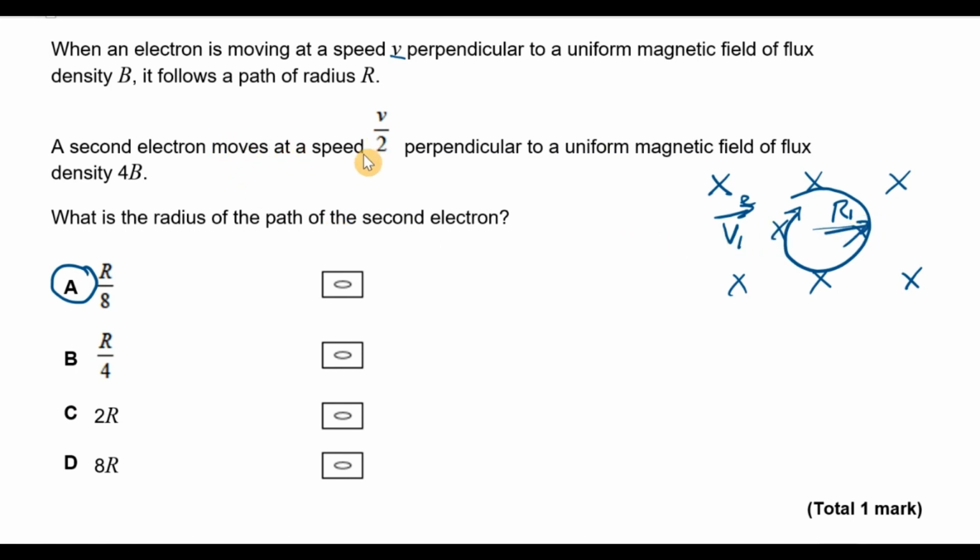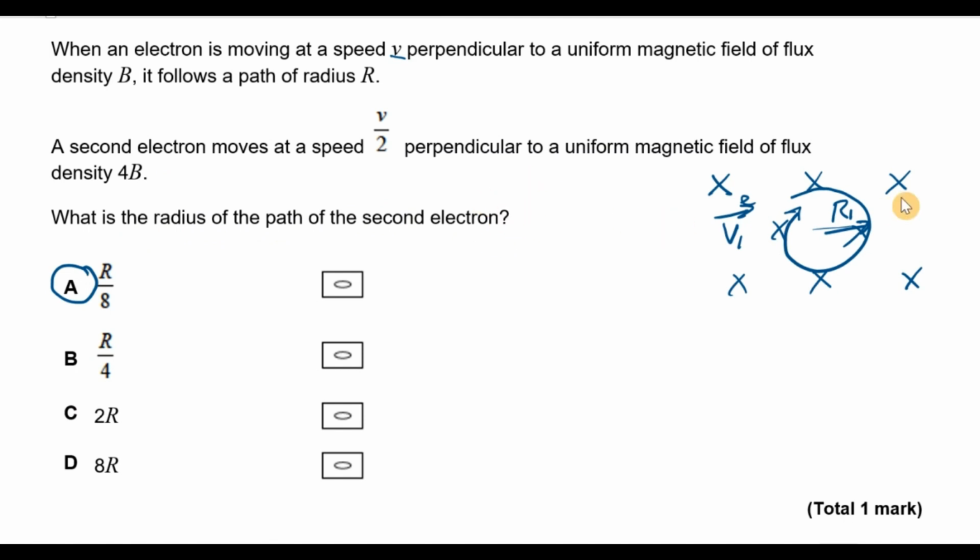A second electron moves at speed v over 2, so half the speed, perpendicular to a uniform magnetic field of flux density 4B, so 4 times the magnetic field strength. What is the radius of the path of the second electron?